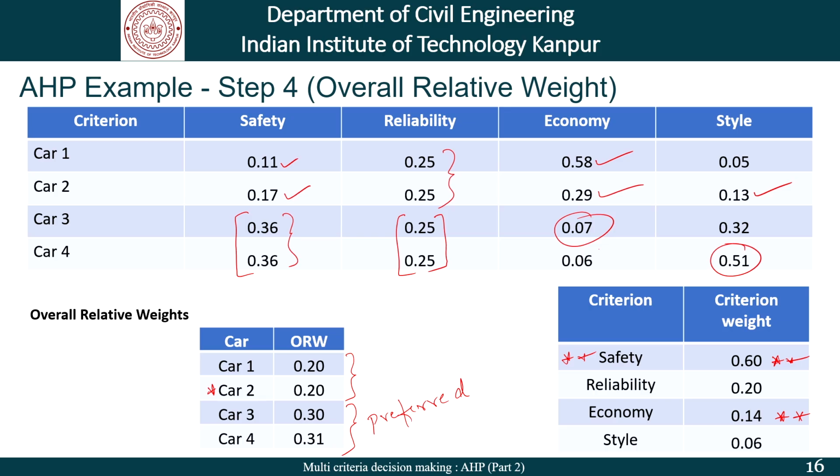So, if the decision maker has to choose between these 4 cars, they should ideally go with car 4. They could create a case for car 3 saying that the overall relative weight is very much closer to car 4, so we want to go for car 3. Once we have synthesized the results, the next and the final step is to check for consistency.